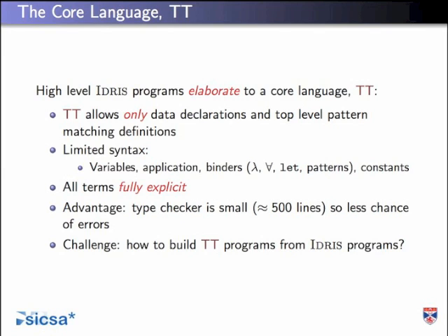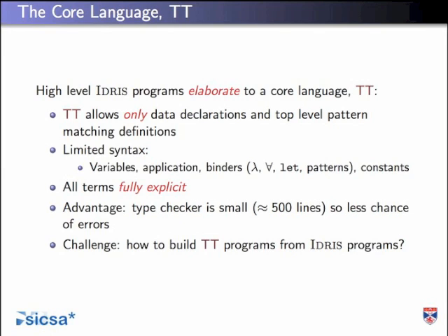The only things that you can have in TT terms are variables, function applications, and binding forms. So binding forms could be lambdas or function bindings or let bindings, and pattern bindings, which I'll come to in a moment. And you can also have constants. So these are primitive constants, values of primitive types.